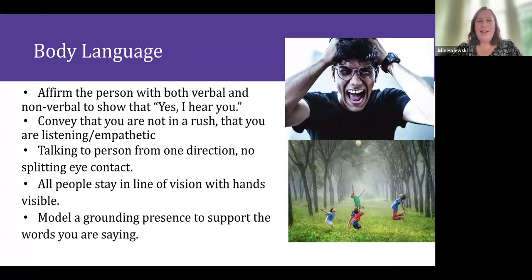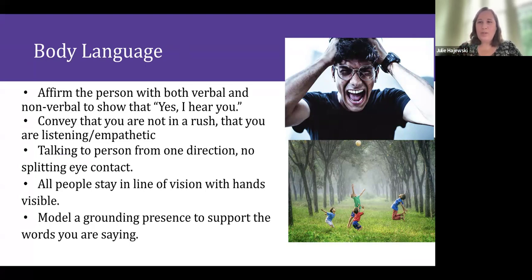Body language. Affirm with both verbal and nonverbal. You can say, I hear you. You can also say, I can see that you're feeling frustrated right now. I see that in this. Is that frustration? Okay, tell me more about that and how can I help you feel better?